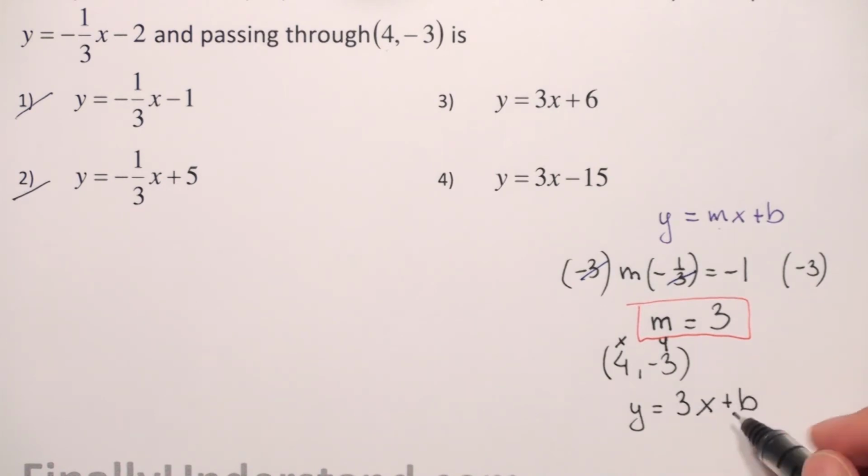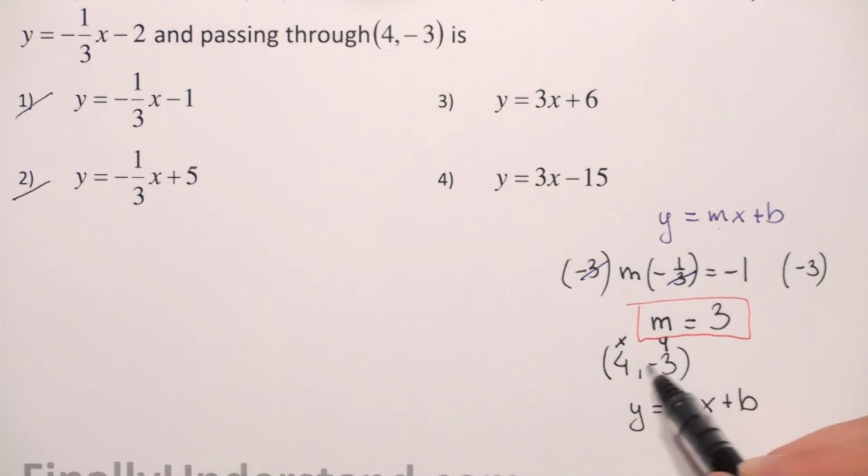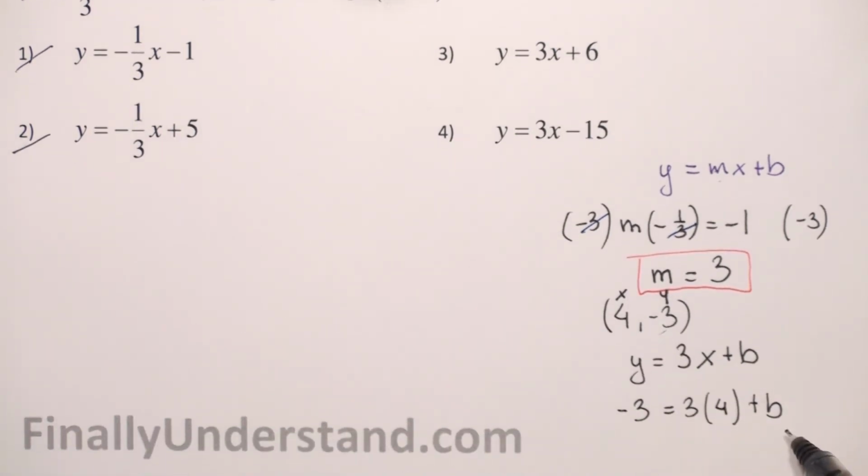Only unknown is b, because this line passes through this point. So we can substitute x by 4 and y by negative 3. So it will be negative 3 equals 3, x is 4, and b we copy. We have an equation with only one unknown, b. Negative 3 equals 3 times 4 is 12, plus b. So b is equal, when we move 12 to the left side, to negative 12 and negative 3, so this is negative 15. We have b.